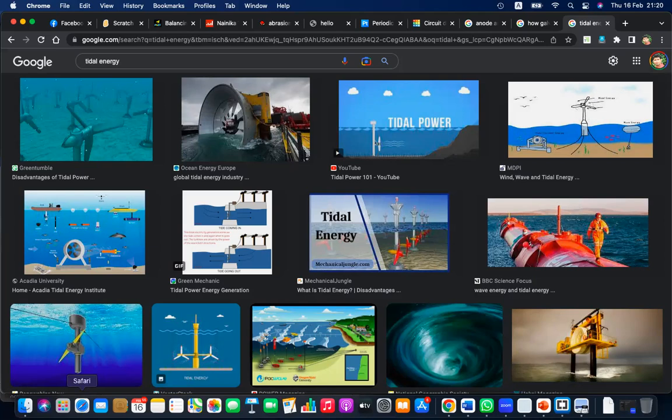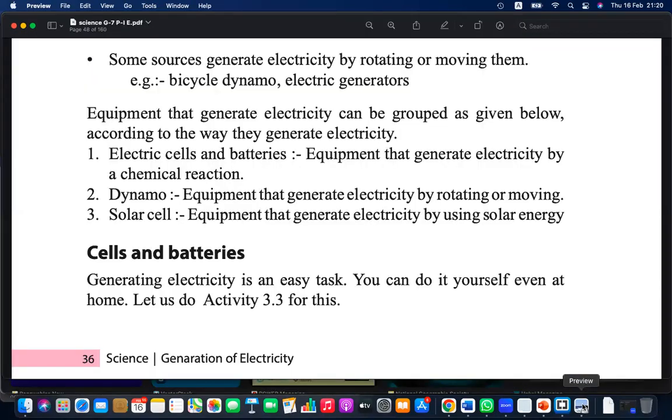So there are different other ways of generating energy. Okay, other than this dynamo, solar cell, electric cells and batteries, I will give you an exercise. Try to find out what the other sources of energy are. Okay, write this question.